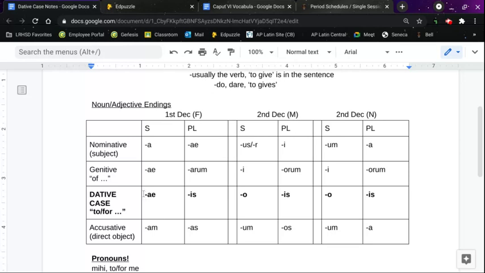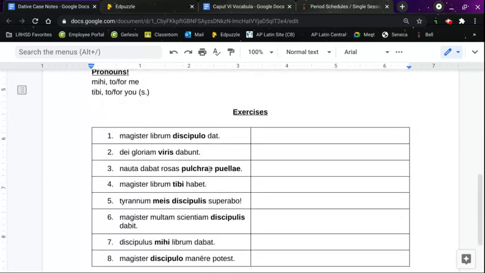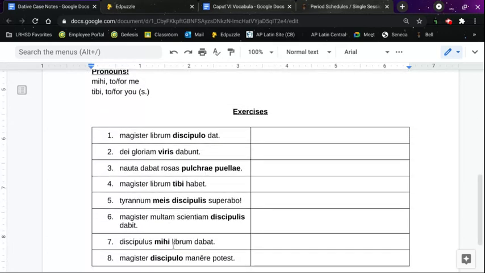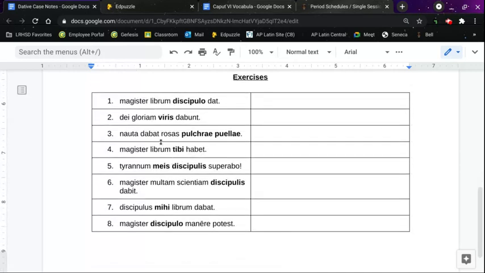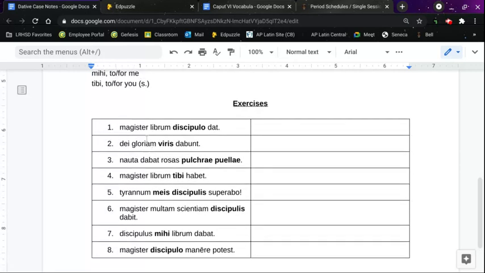The dative case is used for the indirect object of a sentence, and you don't really need to know that. You just need to know that it translates as to or for. All right, so I kind of guided you and told you which of the nouns are in the dative case. So you guys are going to follow along and then make the corrections in your notes.